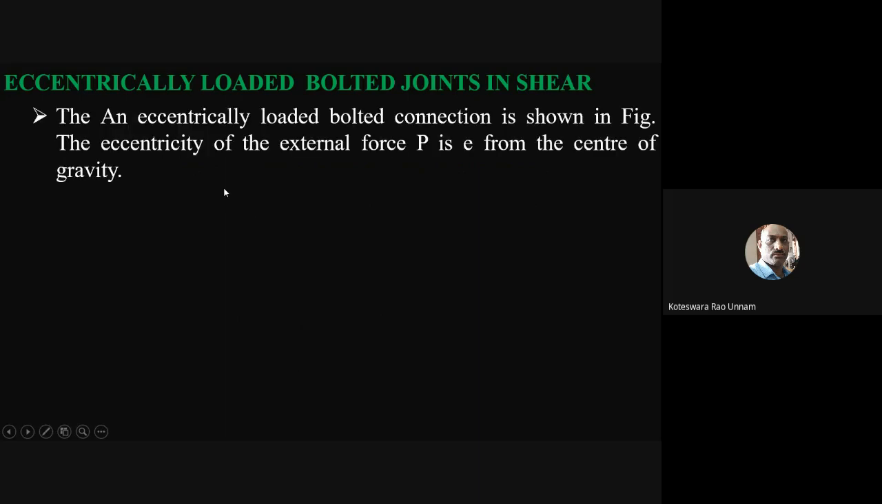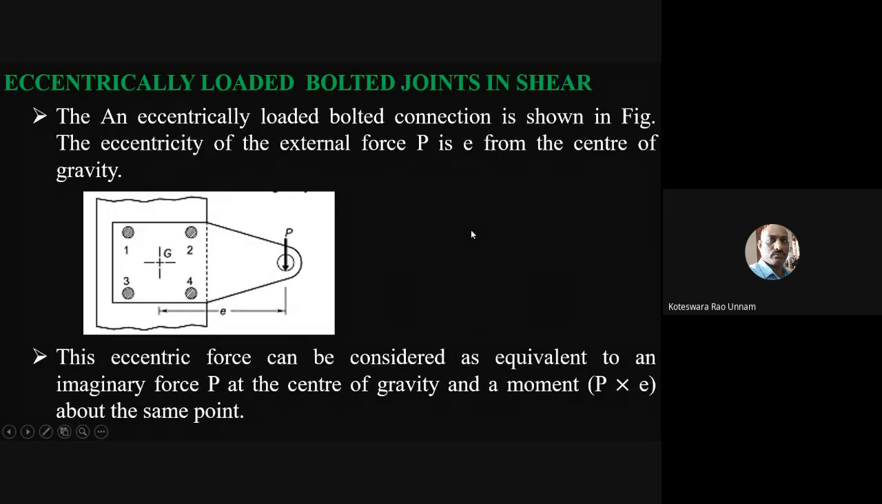Here we have a bolted joint which is subjected to eccentric loading. What is the meaning of eccentric load? See here, I have a bolted connection. 4 bolts are connected. This is what we'll call a bracket, and let us say this is a wall. A bracket is connected to this wall by 4 bolts. Now this bracket is subjected to a force P at this location.